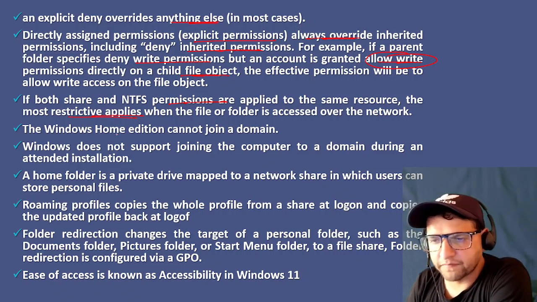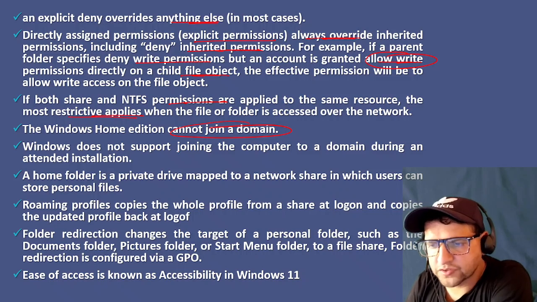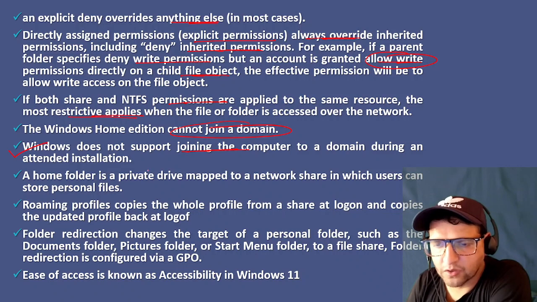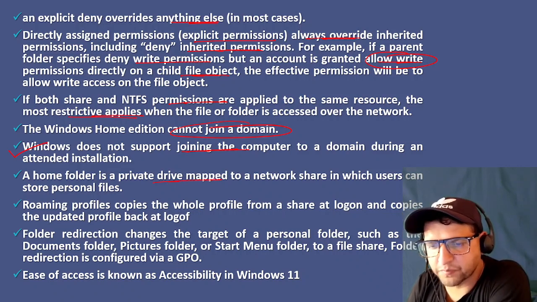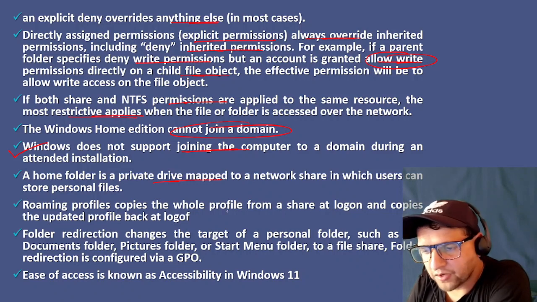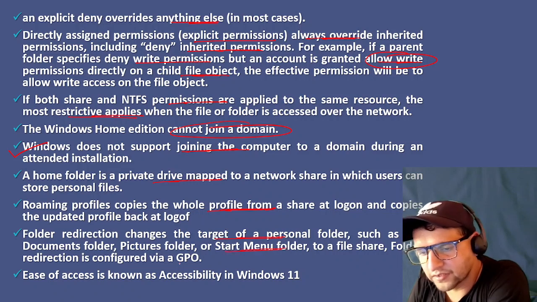The Windows Home Edition cannot join a domain. Very important. Windows Home also does not support joining the computer to a domain during the attended installation. Home folder is a private drive mapped to a network share in which users can store personal files. Roaming profile copies the whole profile from a share at login and copies the updated profile back at logoff. Folder redirection changes the target of a personal folder such as Documents or Pictures, and is configured through the GPO. Ease of Access is known as Accessibility in Windows 11.